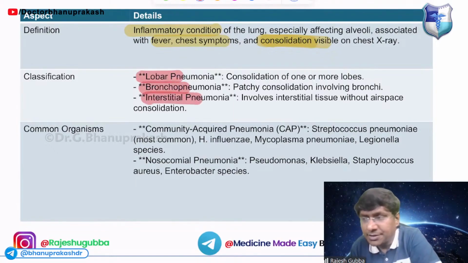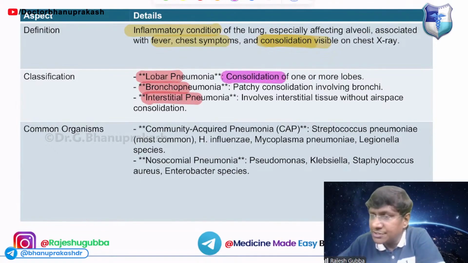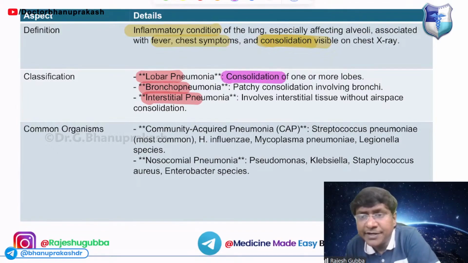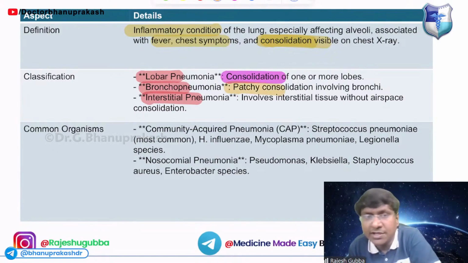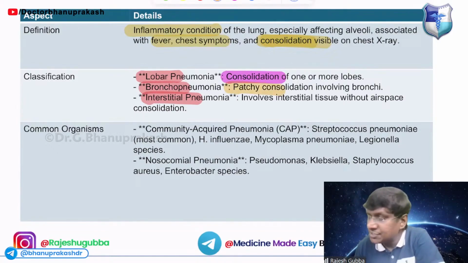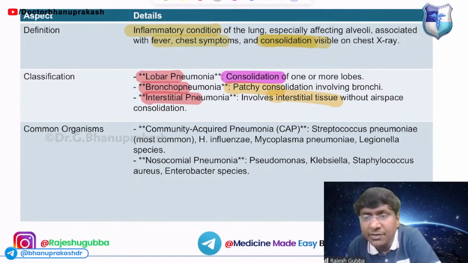So you take lobar pneumonia. In case of lobar pneumonia, very important is consolidation, which is confined to one lobe or more lobes. In bronchopneumonia, you will have patchy consolidation; consolidation is not confined to one lobe. Whereas in interstitial pneumonia, the problem will be within the interstitial tissue.